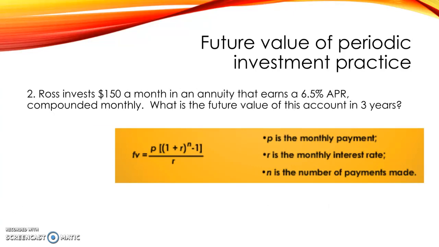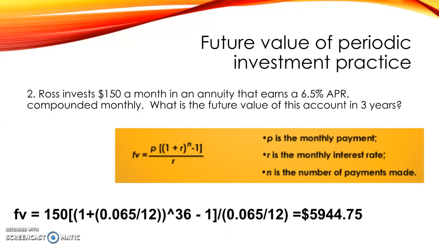All right, try this one. Ross here, investing $150 a month in an annuity that earns 6.5% APR, compounding monthly. What is the future value of this account in 3 years? All right, hopefully you had a chance to do that one. There it is. Again, I think the hardest part is putting this into your calculator, so please pay attention to the parentheses and the brackets so that you got them all in there.